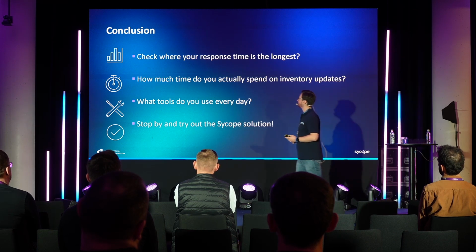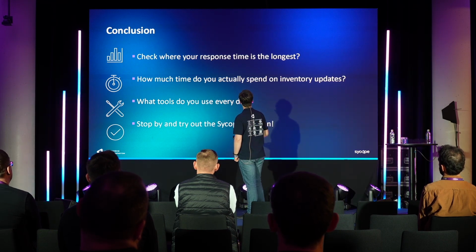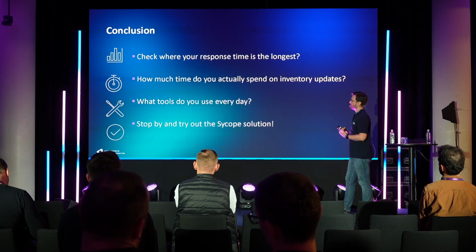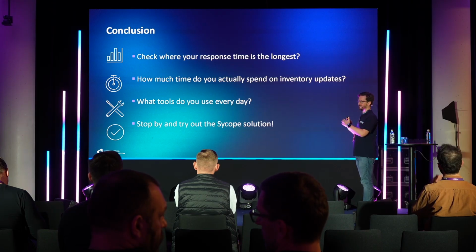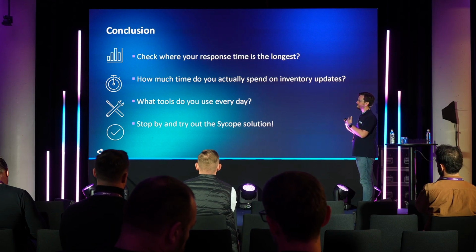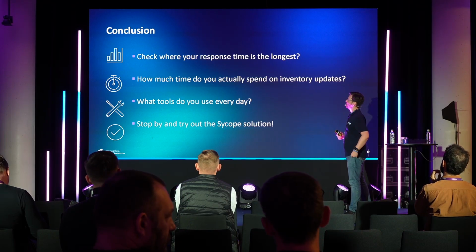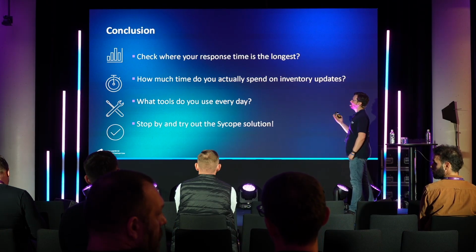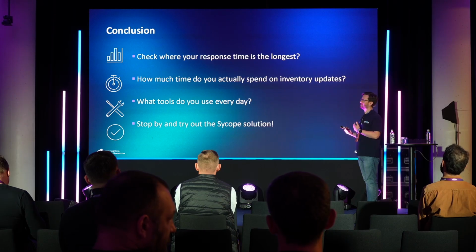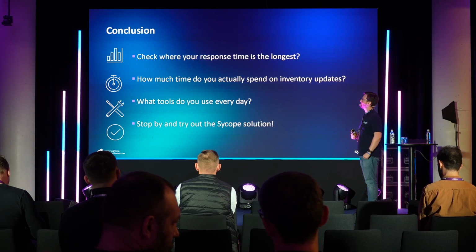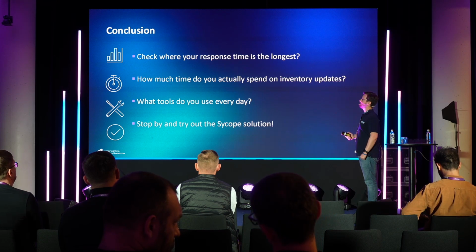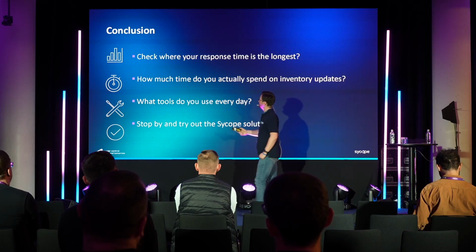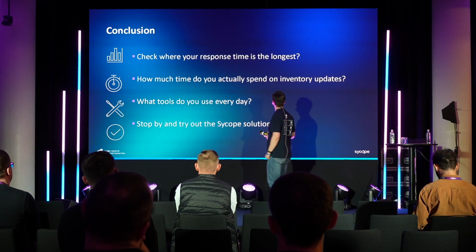Okay, so conclusion. Check where your response time is the longest. So for us, when we are monitoring infrastructure, we can check which part of the infrastructure is providing us with the most issues, and yeah, we can act accordingly. So for this question and the automation itself, it's best to start the automation process and create new automatic actions for the parts that take the longest. So that makes sense.